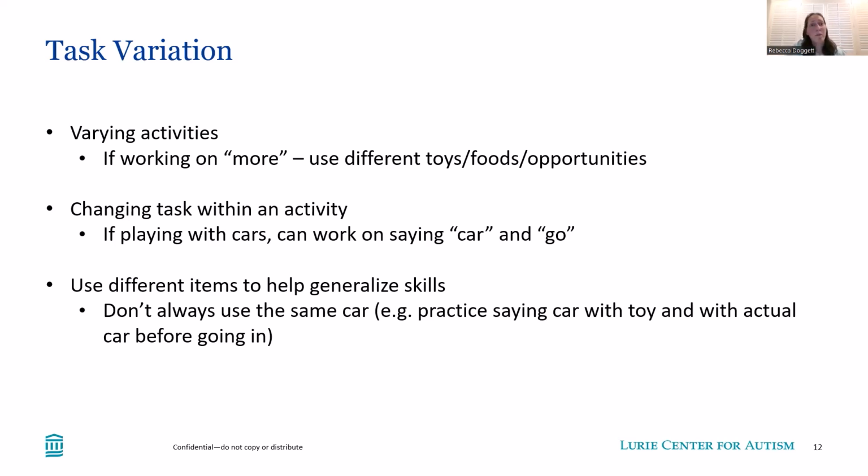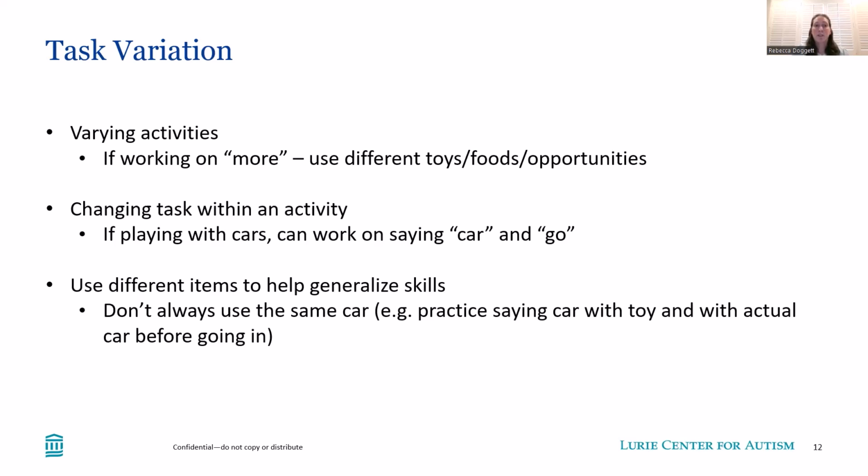We also want to vary what we're working on within an activity. So maybe we're playing with cars, and there are a few different goals that we could target there in terms of early language skills. We could work on the child learning the word car. We could work on the child learning the word go. We could work on colors. We could work on numbers, like how many cars go down the ramp. So there are lots of different things that you could build and support within any one activity, but you're changing that target skill within that one activity.